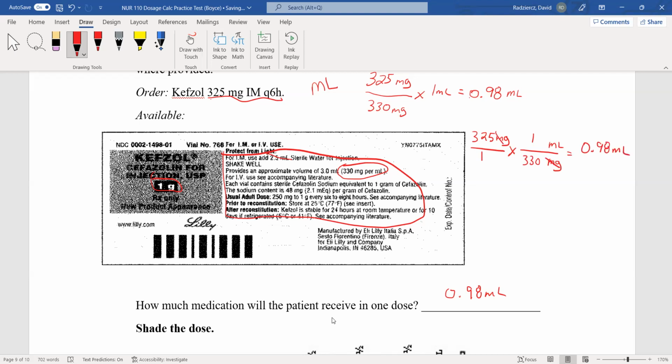If you want to test yourself on this, you can use this same label, the 330 milligrams per milliliter, which you probably already know how to do. The trick to this with reconstitution is just knowing where to find this information. But you can just change this number to any number between 250 and 1 gram every 6 hours. So you can try 750 milligrams if you want. You can try 800 milligrams. Try a couple different things, and then you'll have a variety of different answers to put into your equation. Anyways, I hope that was helpful.